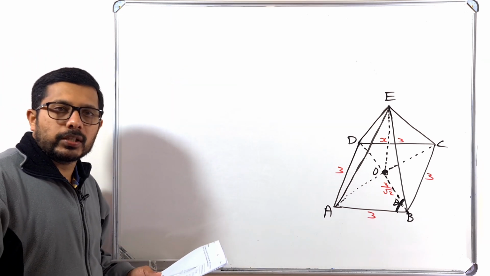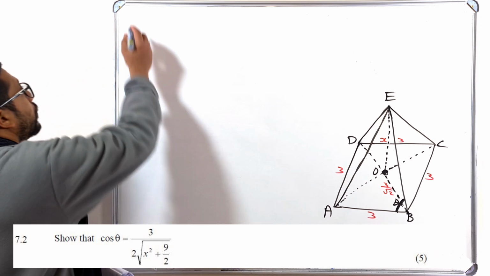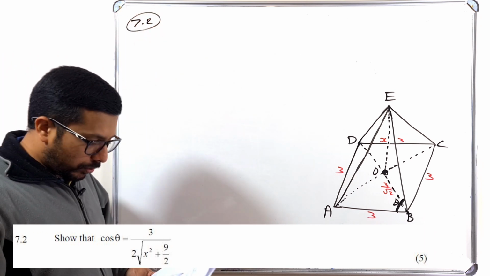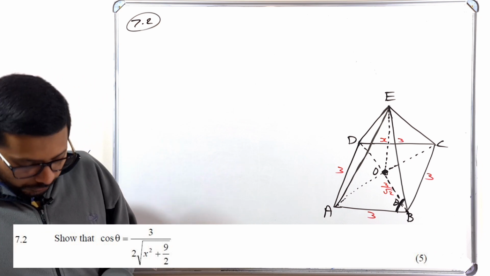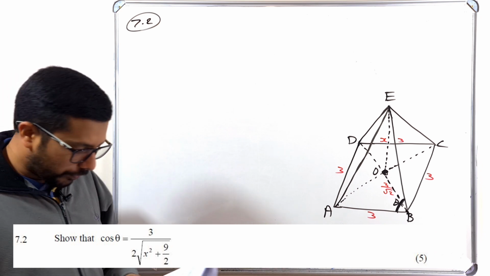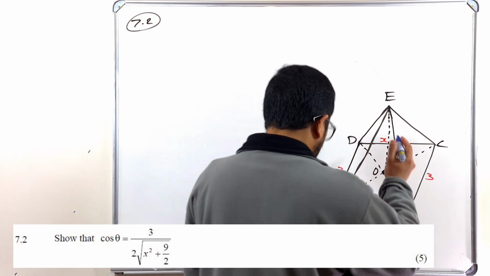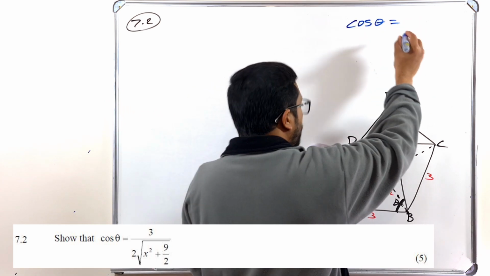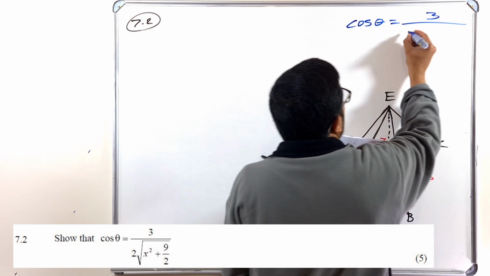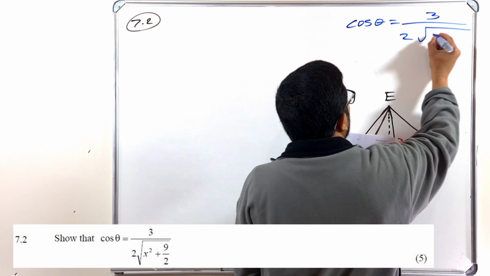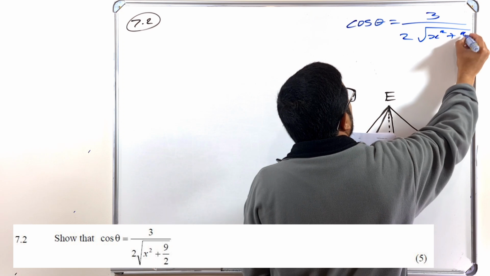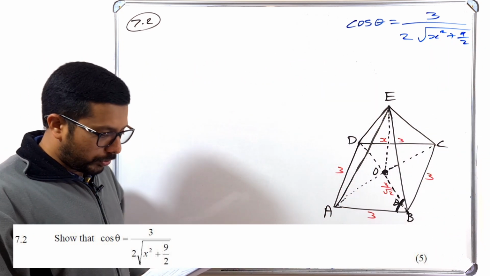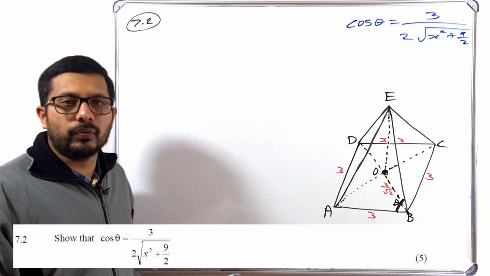Question number 7.2. What is that question? Show that cos theta is equal to 3 over 2 times root of x square plus 9 over 2. What do you want to show? You want to show like that.